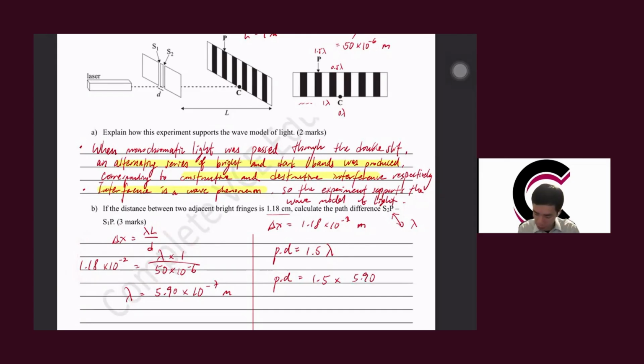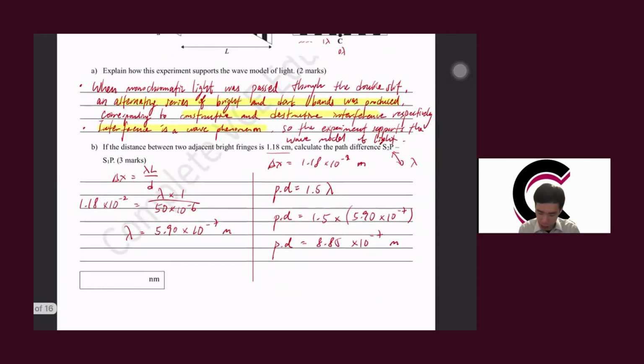Put the value of lambda in. You can add the brackets if you like to. That's fine, doesn't matter, it's multiplication. PD is 8.85 times 10 to the power negative 7 meters. Job's done? Not exactly. Check the units. Nanometers. Change it to nanometers by dividing by 10 to the power of negative 9. Okay, so that should be 885 nanometers. There you go. 3 sigmas.